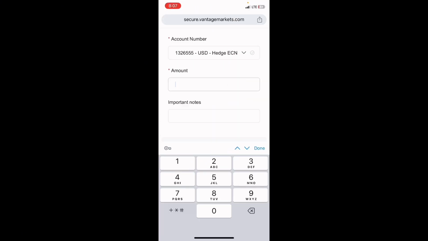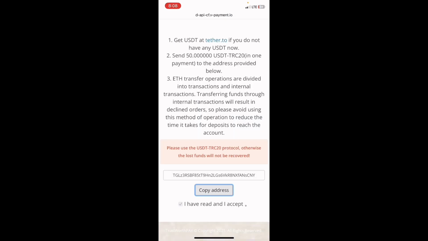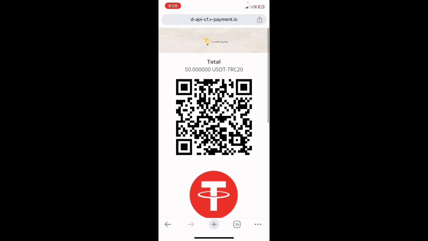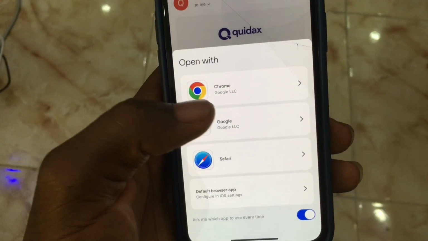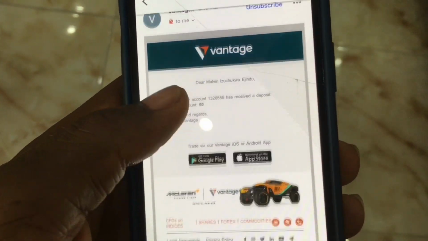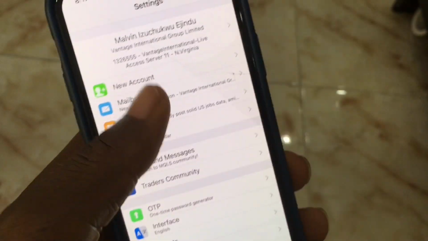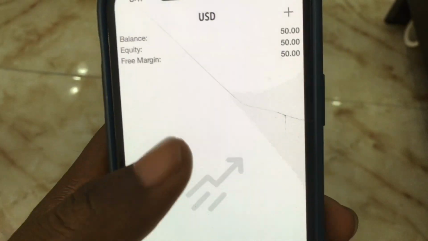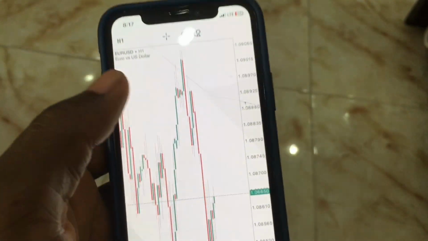Now I'm going to put in an amount. Let me just deposit, let's say $50. Once you're done, hit submit. So I'll copy this address and I'm going to send in $50 and it will be confirmed right here. Let me just go ahead and do everything. Right here, I'm just going to confirm that I'm making this transfer, and then when you're done, you get an email saying you've deposited. So you can just go to your MT5 account, do a little refresh and you see the balance right there. Now you can go ahead and trade whatever you want to trade in the market.